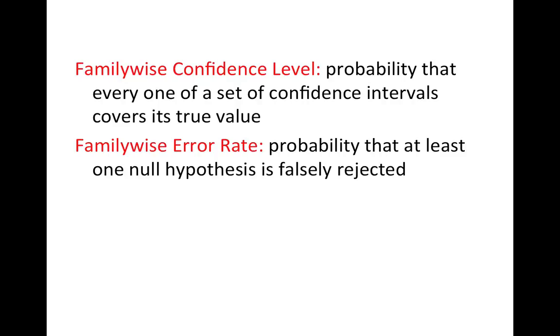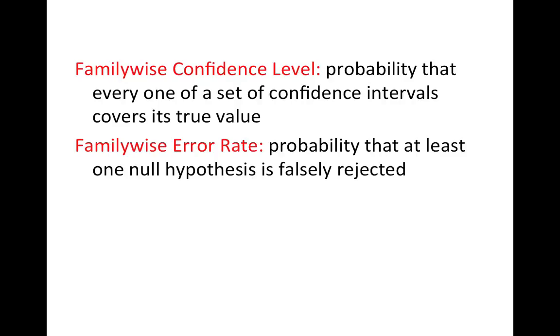Equivalently, for the hypothesis tests, the familywise error rate is the probability that at least one null hypothesis is falsely rejected. And so we're trying to make sure that the probability that we make at least one mistake is no more than 0.05. In other words, we're trying to make sure that we make no mistakes.